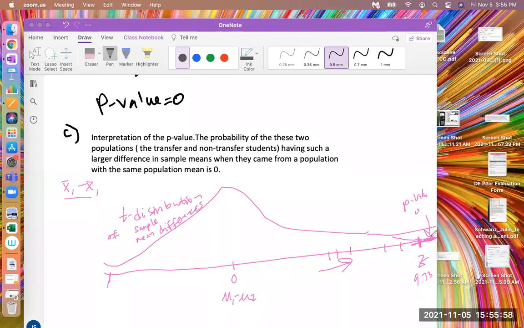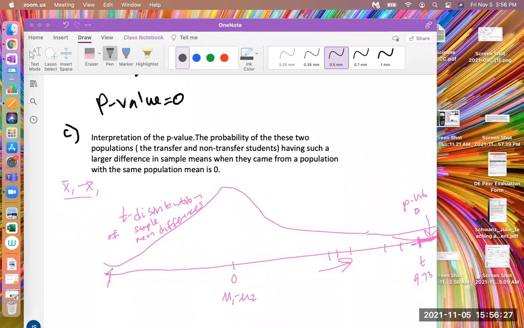So this is actually the right picture for our particular problem here. The value along the x-axis is the t test statistic, sorry about that, which is 9.73, and then the area under the curve was practically 0 because that t value is so large.